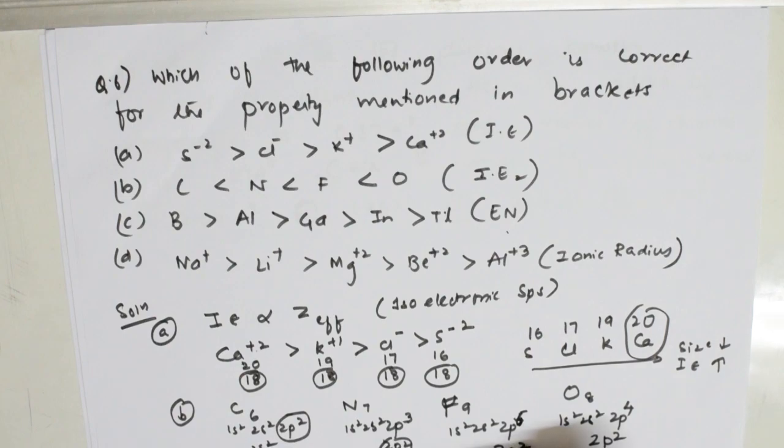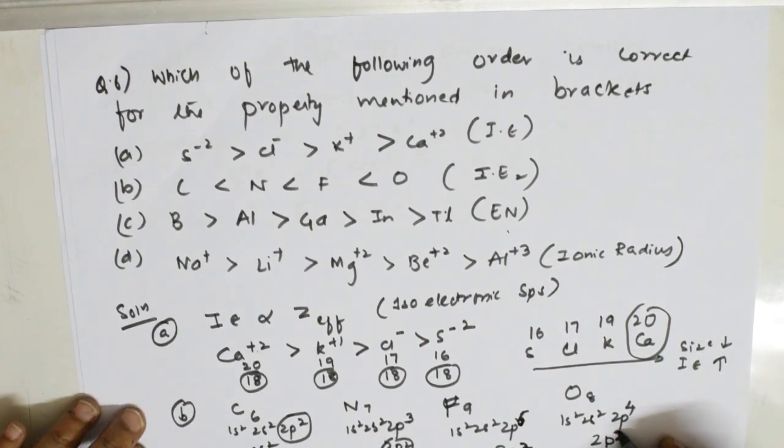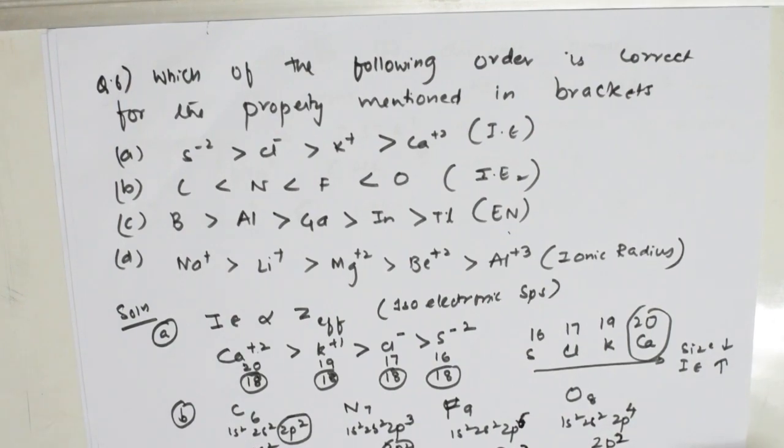This is 2p5. So if you remove 2 electrons, it will become half filled. Now here, 4, 5, 6, 7, 8. Right. So here this also becomes half filled. So when I have to take the 2p electron, this is half filled. Correct. This is more closer to the nucleus.